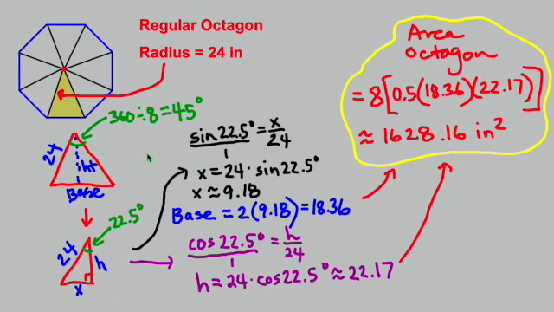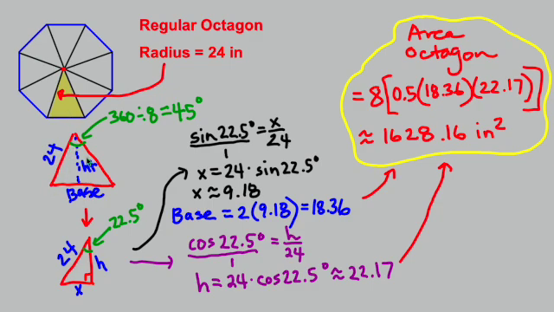And not only is it possible that you might be given either a side or an apothem, you might also be given what's called a radius. And the radius is from the center out to one of the vertices here. And so if I recreate this one triangle, and by the way, this is a regular octagon, and I know my radius is 24 inches, this is what that triangle looks like right here. So my radius is 24.